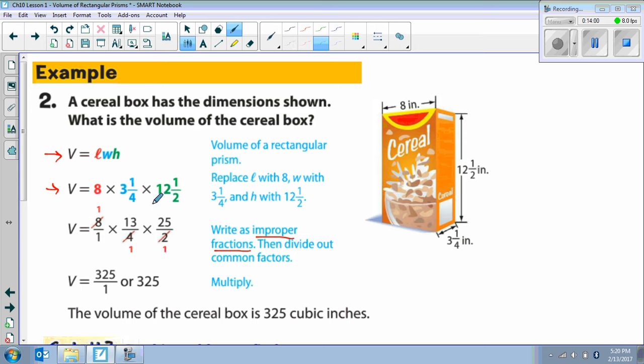Just kidding. 3 times 4 is 12, plus 1, that's 13, so we get 13 over the 4. The denominator stays the same. And then for the 12 1/2, we have 2 times 12, that's 24, plus 1, that's 25, and the denominator again stays the same. So there's your fractions.